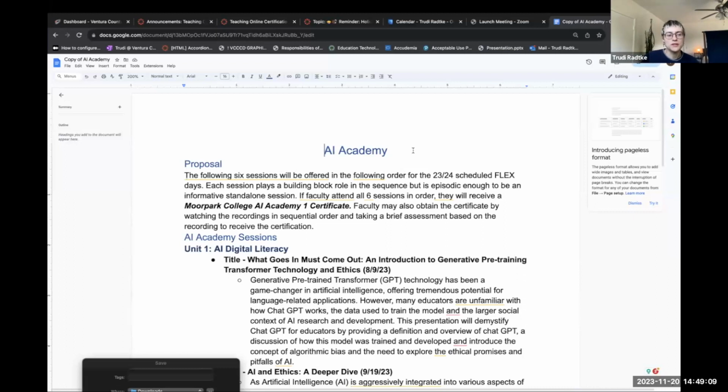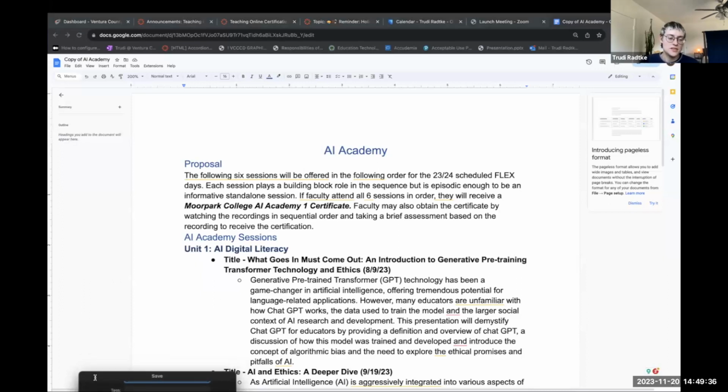Or the sessions are recorded, so we're putting them in Canvas Studio in a faculty hub that we have. If faculty watch the whole recording and then answer a couple of knowledge checks about it, nothing laborious, just a couple of questions, they can get credit that way. If they do all 6 sessions, either by attending all of them, doing them all online, or a mix of the two, that is how they will receive the certificate. So that's the overarching structure.